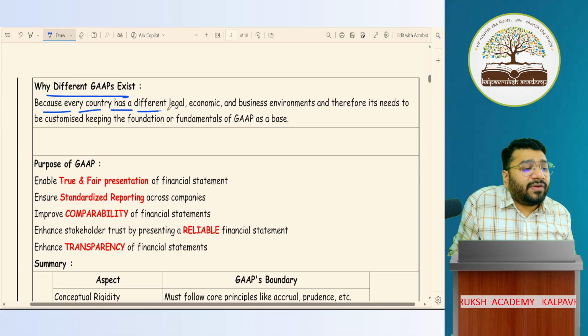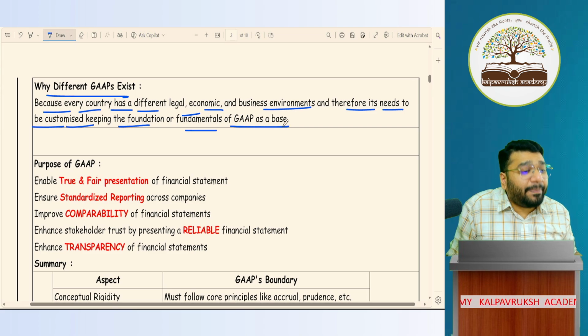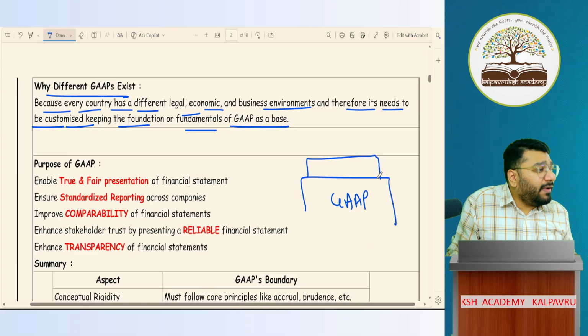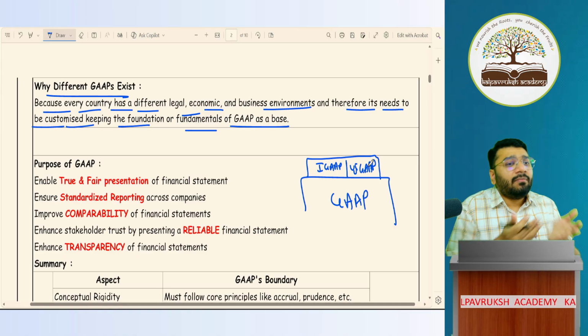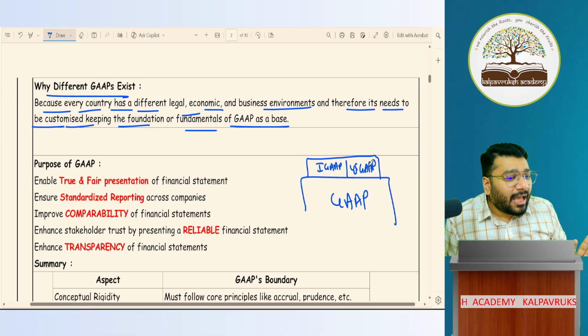Because every country has a different legal, economic, and business environment, it is necessary to customize and keep the foundation and fundamentals of GAAP as a base. So here we have kept GAAP as a base, but wherever required, we have done a little customization, and we have come out with Indian GAAP or US GAAP. A little modification here and there has been done, but more or less the base is GAAP only. On that they have structured something called Indian GAAP and US GAAP.